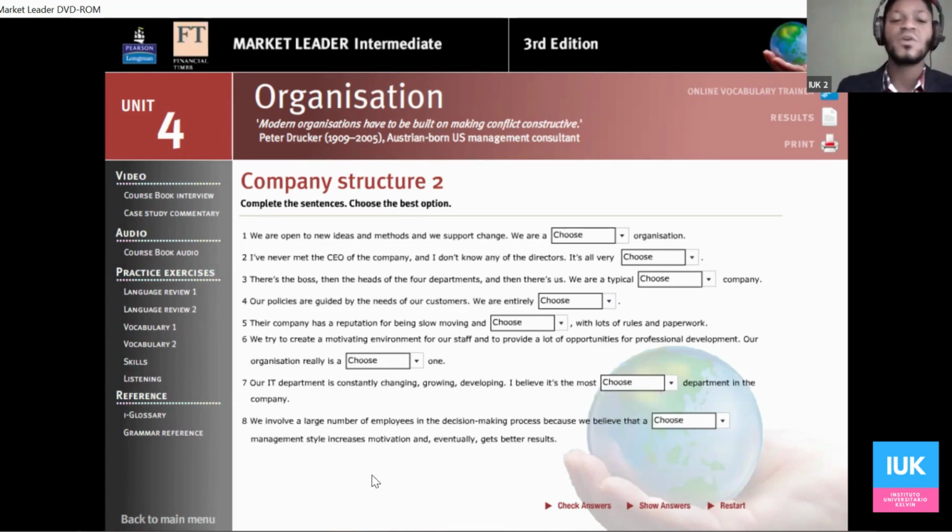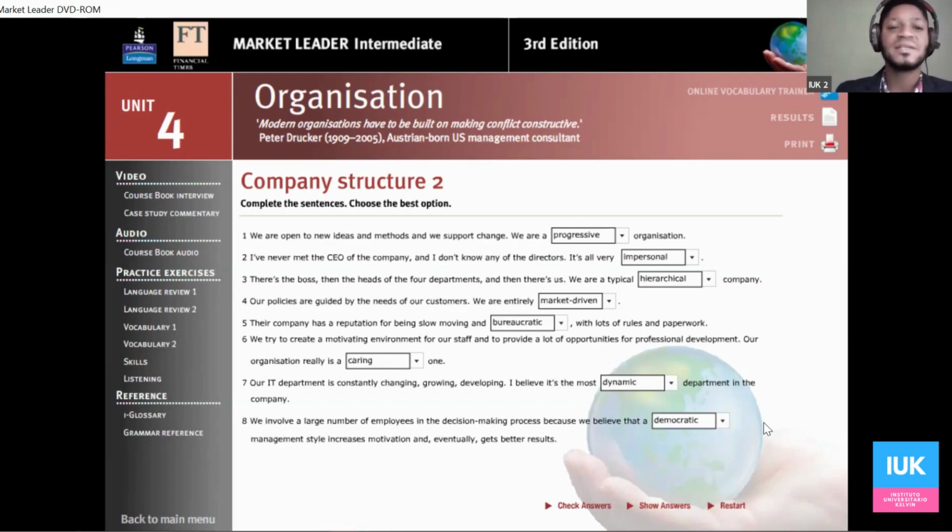8. We involve a large number of employees in the decision-making process because we believe that a dash management style increases motivation and eventually gets better results. A democratic management style or decentralized management style. We involve a large number of employees in the decision-making process because we believe that a democratic management style increases motivation, or a decentralized management style increases motivation. Are you ready with your answers? Let's check.